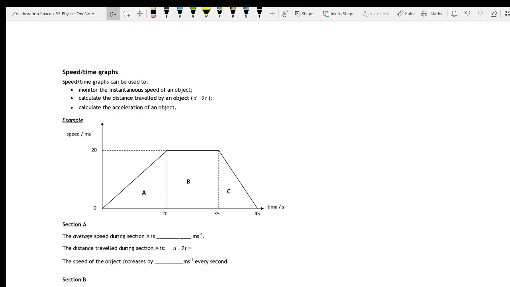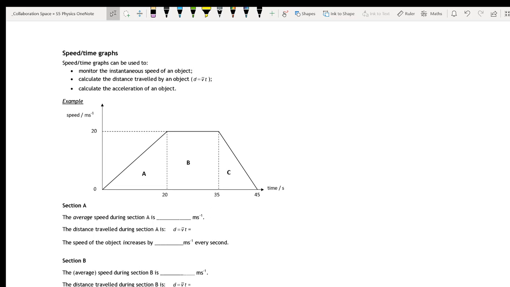Speed time graphs again. This page is just taken straight out of the National 5 notes. Speed time graphs can be used to monitor the instantaneous speed of an object. So you can find the speed of an object at a certain point just by looking, right, okay, what is the speed at 25? You can work it out straight away. You can calculate the distance travelled by an object, either by using distance is average speed times time, or the easier way, area under the graph. And you can also find the acceleration.